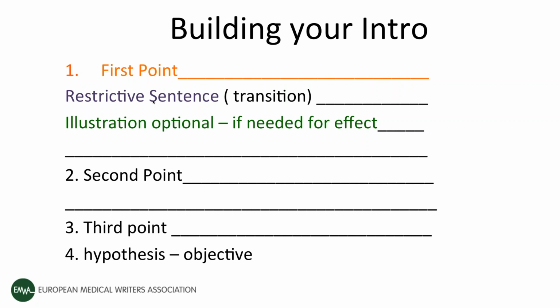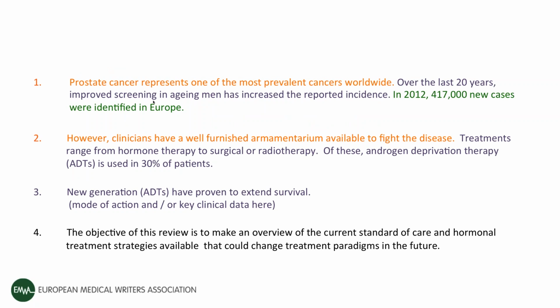So to give you an idea of what that could look like, I've taken an example from prostate cancer. This is not a full introduction. This is just an outline for an introduction to give you an idea. So you talk about prevalence, and then you restrict it by saying over the last 20 years prevalence is increasing, or incidence is increasing. And then, for example, in 2012 there were 417,000 new cases in Europe.